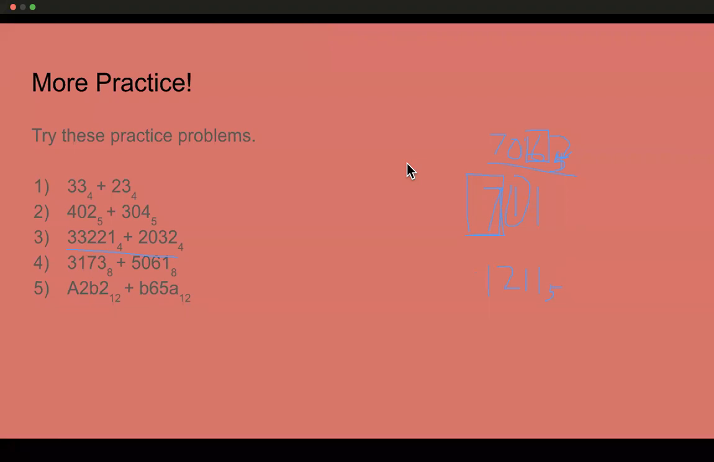Oh, okay. So Jasper said it would be 3, 5, 2, 5, 3. And there's an immediate problem that you see. 5 is greater than base 4, so this can't be the right answer.